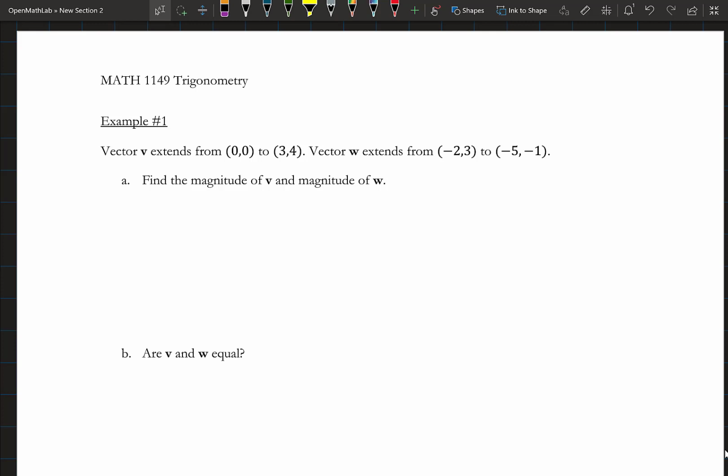All right, so here we have example 1. We have vector v extends from 0, 0 to 3, 4. So this is the initial point, and this is the terminal point, as described before.